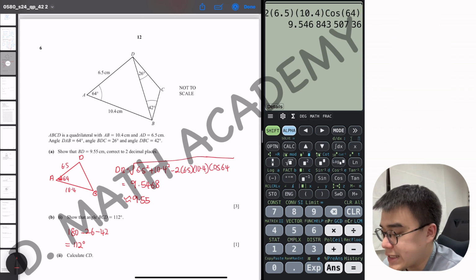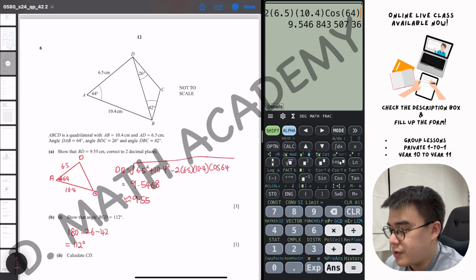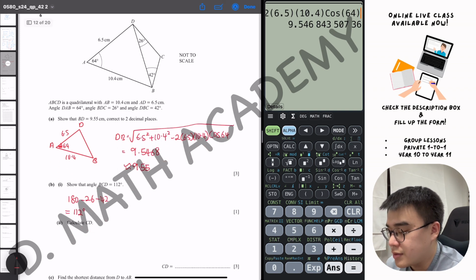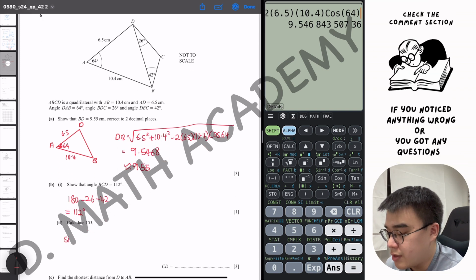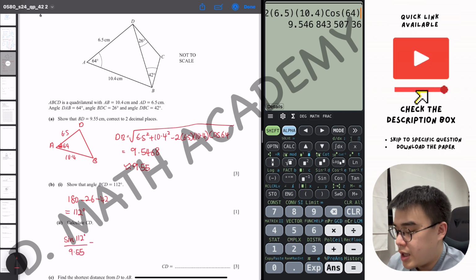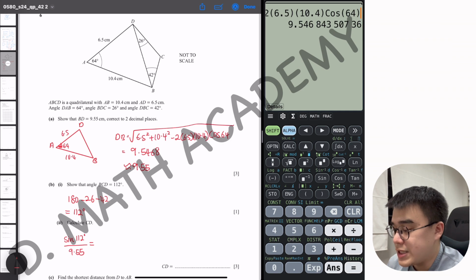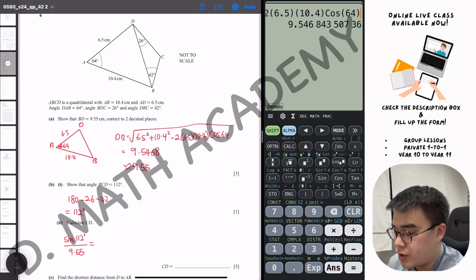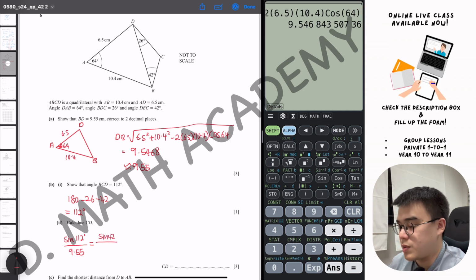So next one, calculating CD. Since we already have the angle, I can use the sine rule now. 112 actually corresponds to the 9.55 that we previously proved. And since they are looking for CD, I'll be using sine 42 here. And then CD is what we have to find.